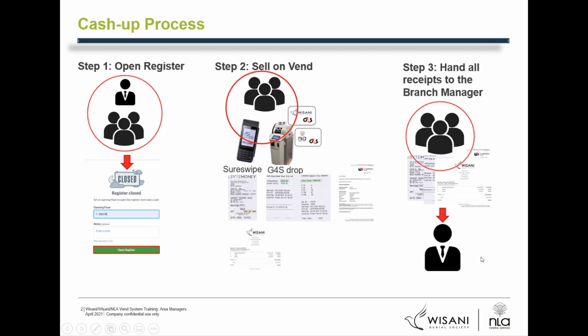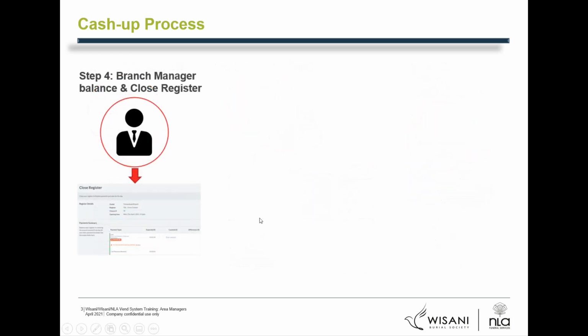The branch manager will then consolidate all of those receipts so that he can then go into the next step where he needs to close the register on the Vent system. And he can only close that register once he's received all the sales receipts for that day. Then the branch manager will go into the system and close the register.